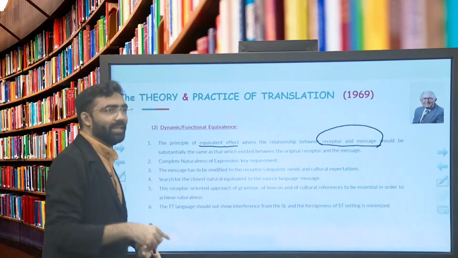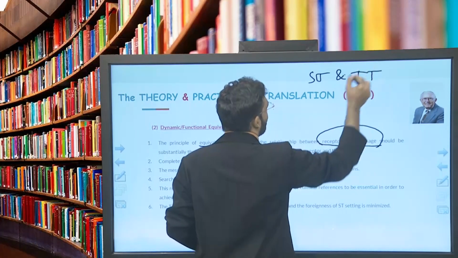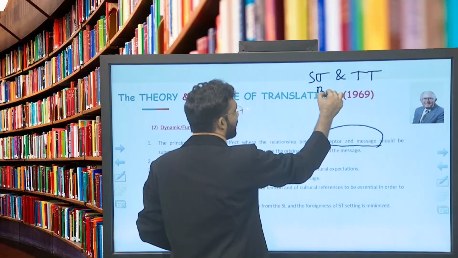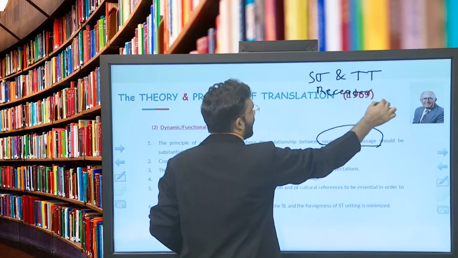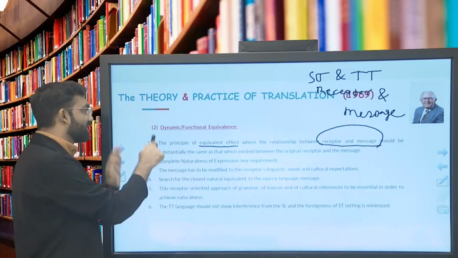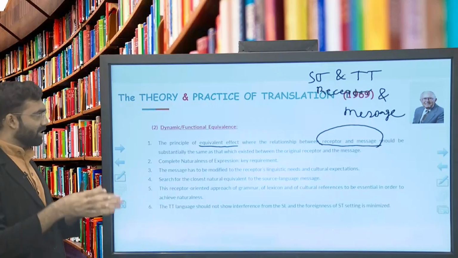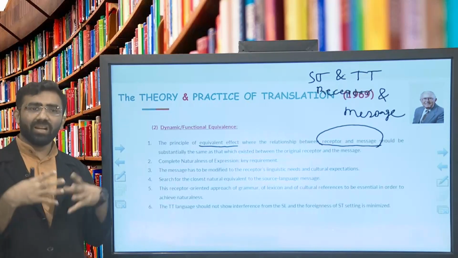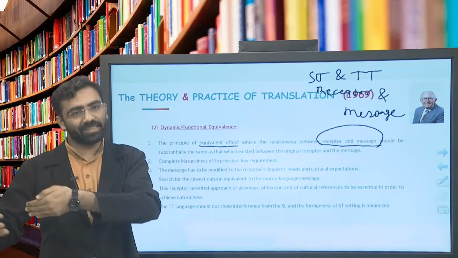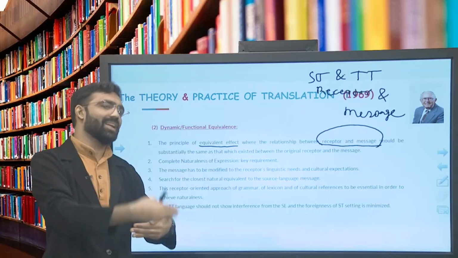In formal equivalence, there was a relationship between the source text language and the target language text. Here, the relationship is between the receptor and the message that you are sending. It should be substantially the same as that which existed between the original receptor and the message. So the comparison here is about the relationship that a source language text audience has. There should be the same kind of relationship between the target text and the target text audience.